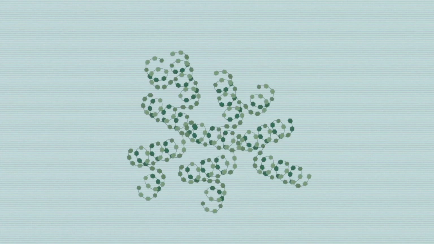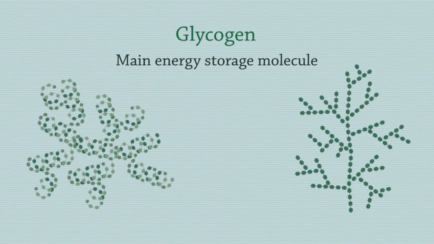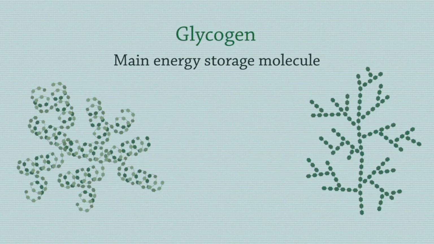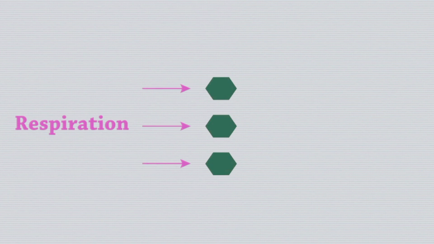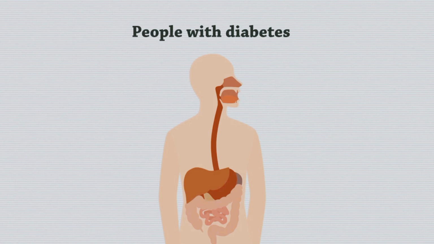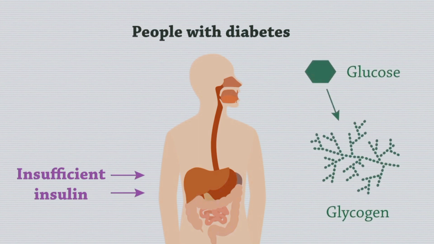The glucose is used to build a polymer called glycogen, which is our main long-term energy storage molecule. It resembles amylopectin, but it is more highly branched. When we need energy, glucose subunits are broken off from glycogen and subjected to respiration, thereby releasing energy. People who have diabetes either have an insufficient amount of the hormone insulin, which signals the liver and muscle to link glucose into glycogen, or those liver and muscle cells do not respond to the presence of insulin.